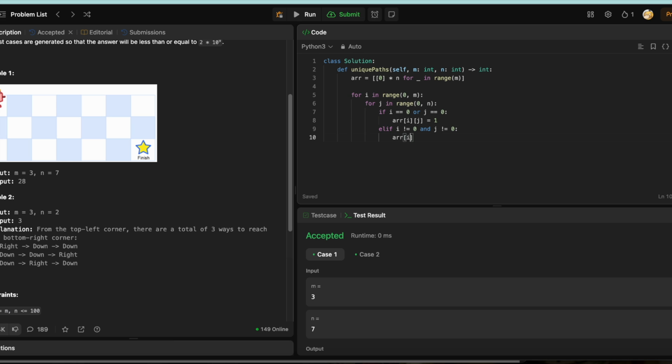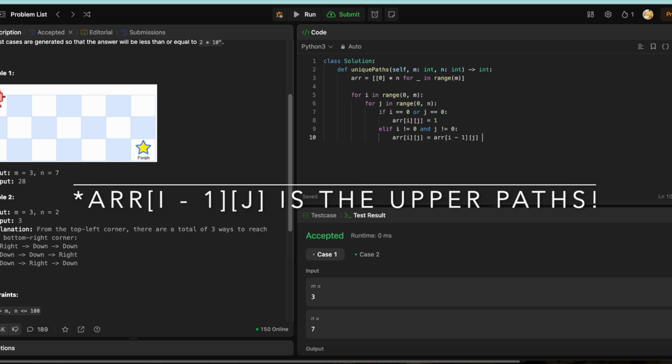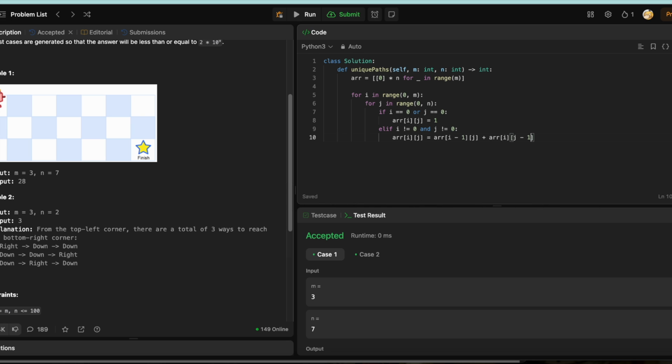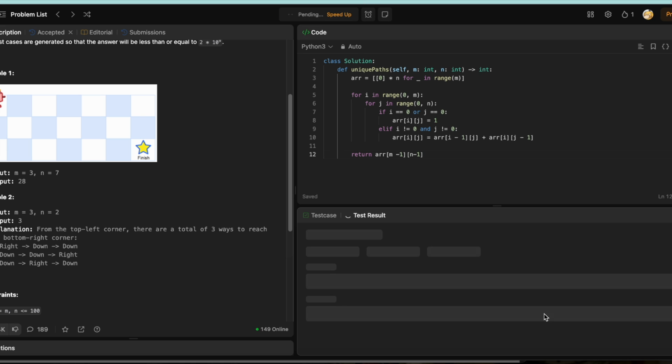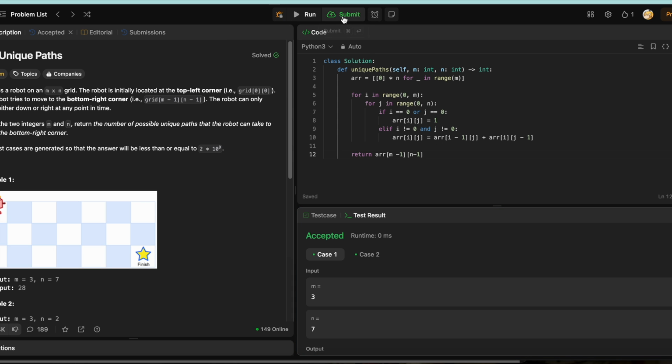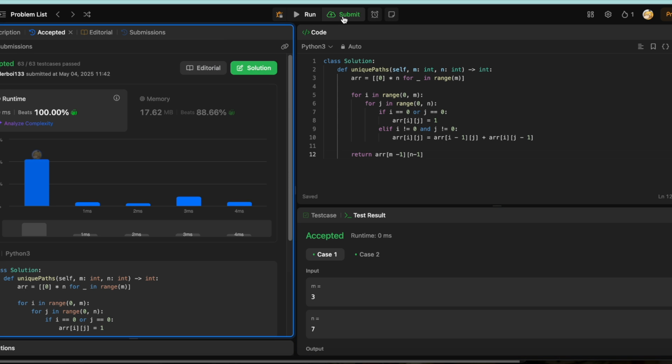Then that must mean that to get to this position, it's dependent on the number of ways to get to the leftmost position, which is [i-1][j], summed with the number of ways to get to the upper position, which is [i][j-1]. And that's it. That's the logic we did, and that's the logic we implement. So we return the array at m minus 1 and n minus 1, and we're done. So let's run it. And we're good, so let's submit. And that's the solution.